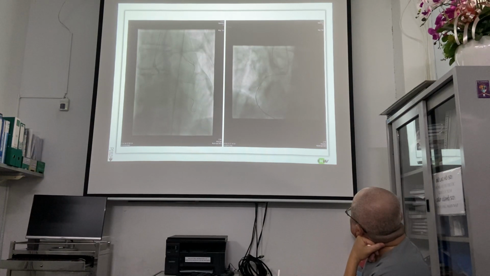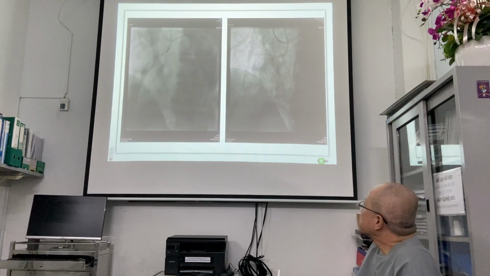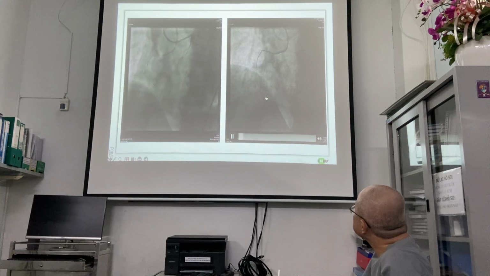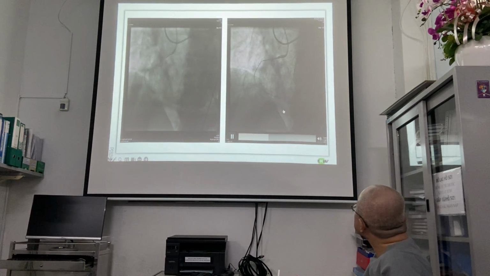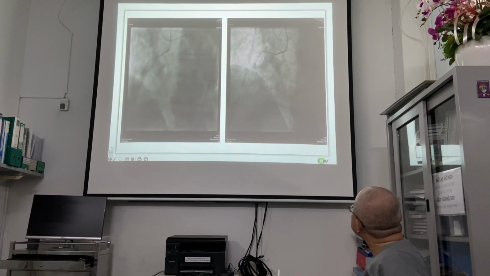Okay. So then the wire is lost. It has to start from the beginning again, and then the wire is even subintimal. A lot of complications. You see, really complicated.